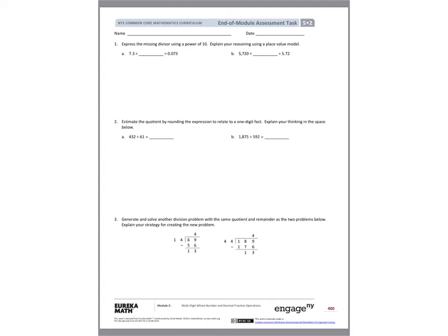Welcome to 5th grade math, Module 2, end of the module assessment review. This is a lookalike test for the end of the module assessment. Let's get started with problem number 1.